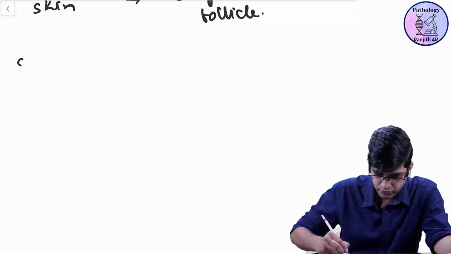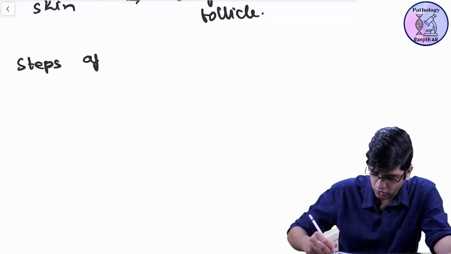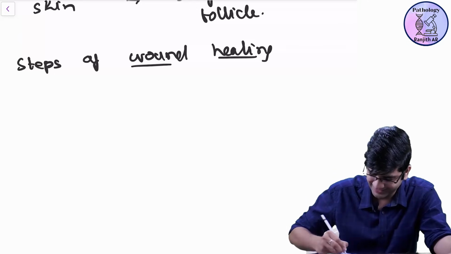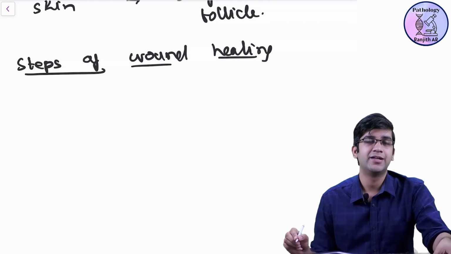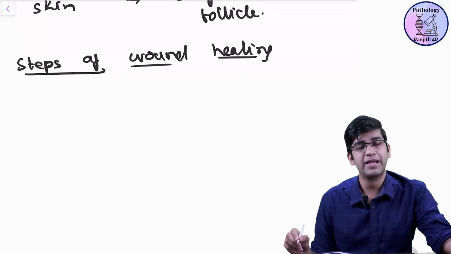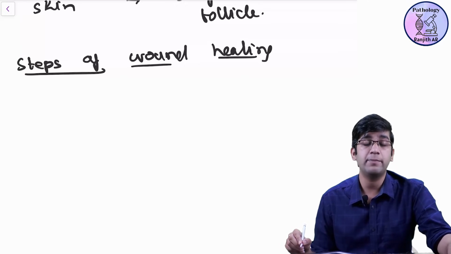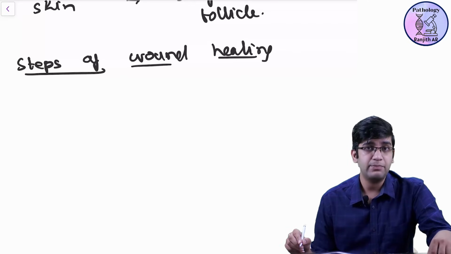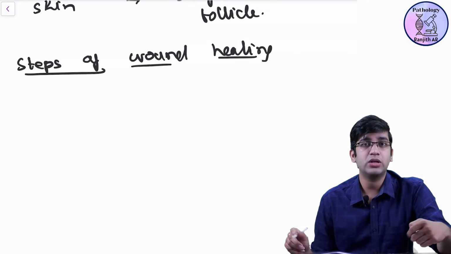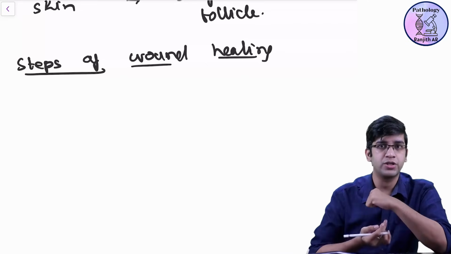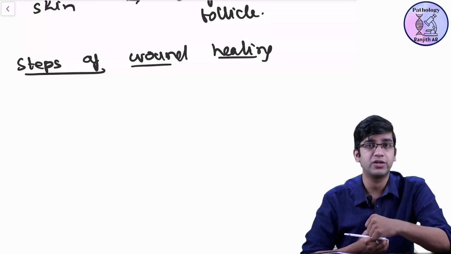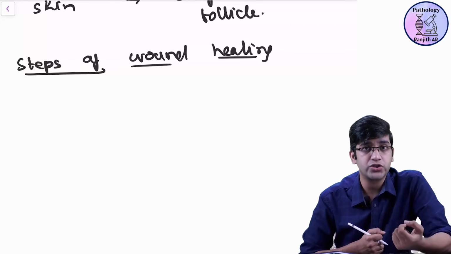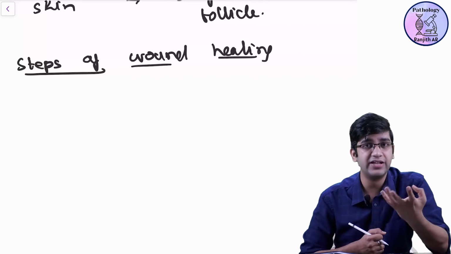Now we're going to see the steps of wound healing. So we're going to take something called healing by primary intention. So what do I mean by primary intention? What do I mean by secondary intention? Primary intention is when I have a tiny wound without a massive tissue loss, like a surgical incision. At the same time, when you fall down, you have a laceration, a wound with tissue loss. I'm going to call that healing by secondary intention.